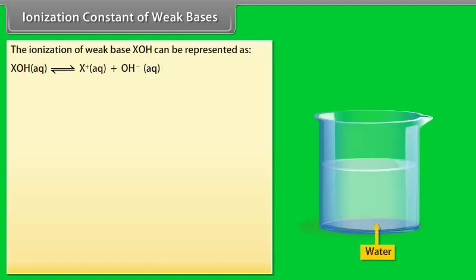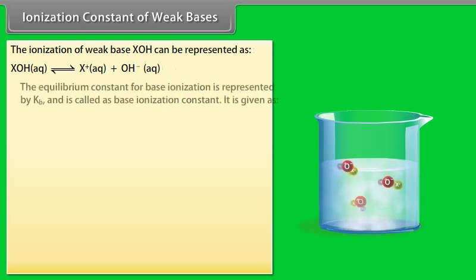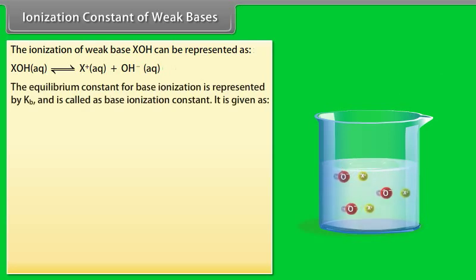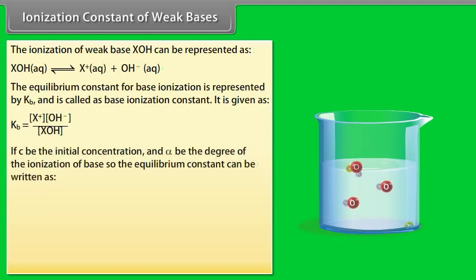Ionization constant of weak bases. The ionization of weak base XOH can be represented as follows. The equilibrium constant for base ionization is represented by Kb and is called the base ionization constant. It is given as: if C is the initial concentration and alpha is the degree of ionization of the base, then the equilibrium constant can be written as Kb = Cα² / (1 − α).